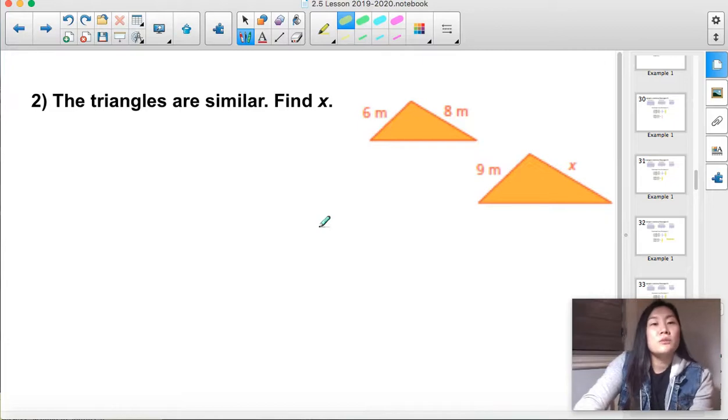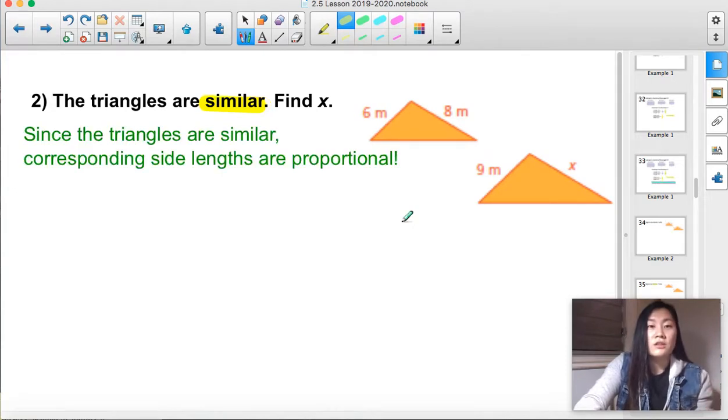Let's look at question number 2. The triangles are similar, find x. So two triangles are similar, and we have to find x. And I'm highlighting similar because I want to tell you that now the two bullets are satisfied in this question because the given is that these two triangles are similar. So we can automatically just set up a proportion. Since the triangles are similar, corresponding side lengths are proportional. So it goes hand in hand.